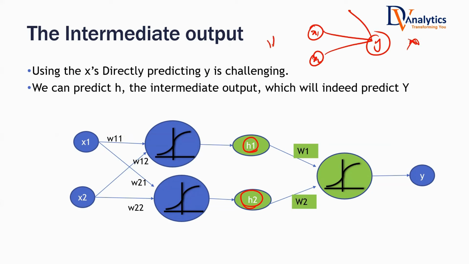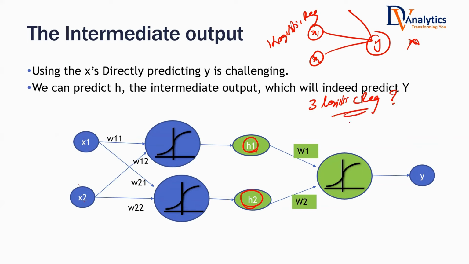So instead of building one logistic regression line, how many logistic regression lines are we building right now? Total, how many logistic regression models? X1, X2 to H1, that is one. X1, X2 to H2, that is another one. H1, H2 to Y, that is another one. Total 3 logistic regression lines are built.